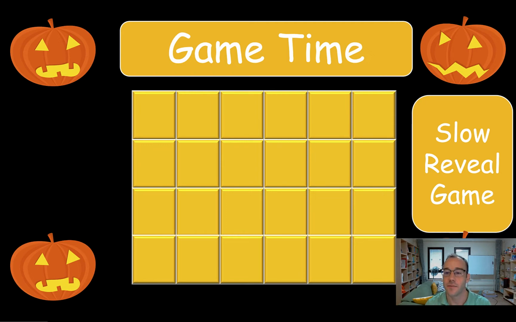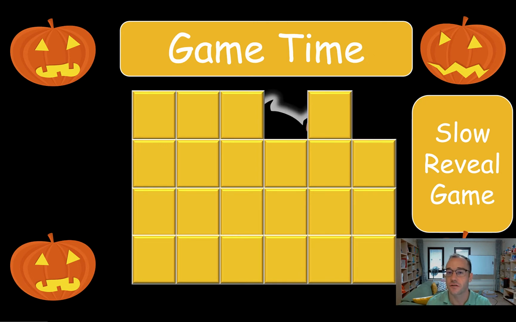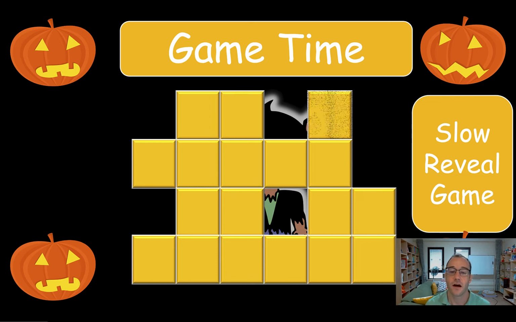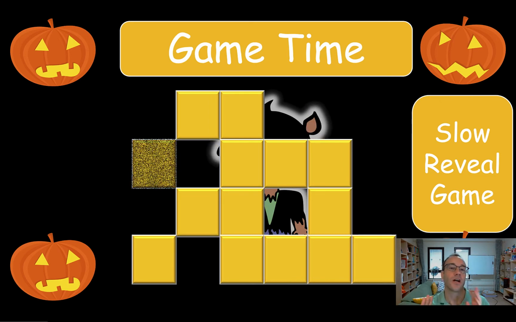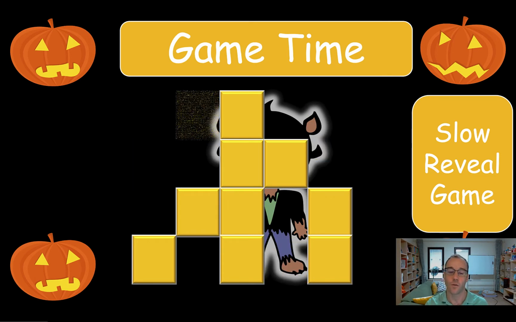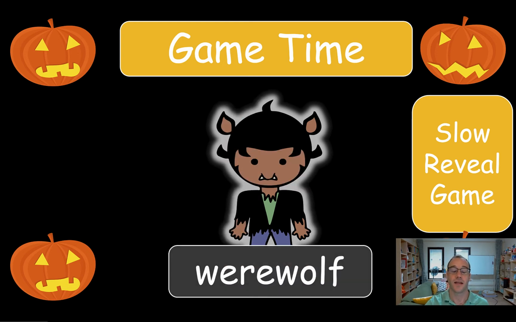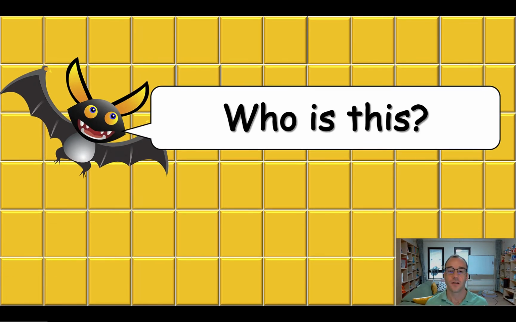Okay, so the next game is the slow reveal game, and I will just have an animation here so they can see how it works, and the students will be shouting out the answer probably. They're going to shout out werewolf, which is what I want. And so I say, yes, werewolf. Who is this? And they say, it's a werewolf, or he's a werewolf. And then we begin. So the way it works is whichever student says it first, they get a point for their team.